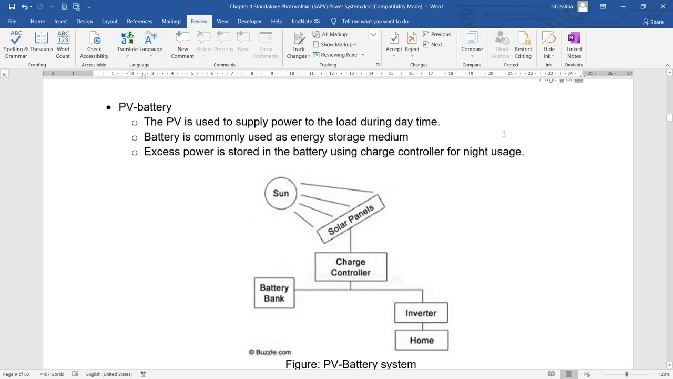Okay. Other than battery as the energy storage medium, some of the small single purpose PV systems use a flywheel or capacitor to replace the battery bank. Okay, that one is also acceptable, but that one is only for small single purpose PV systems.